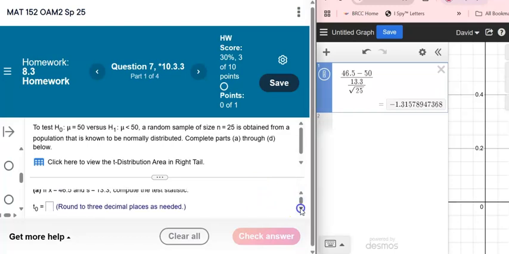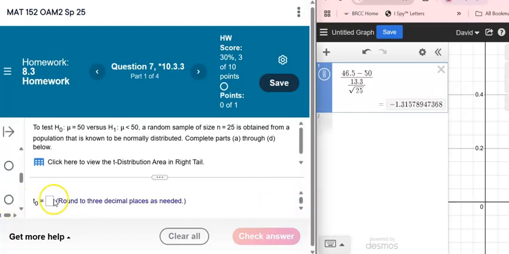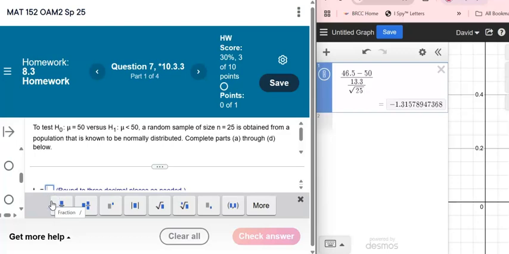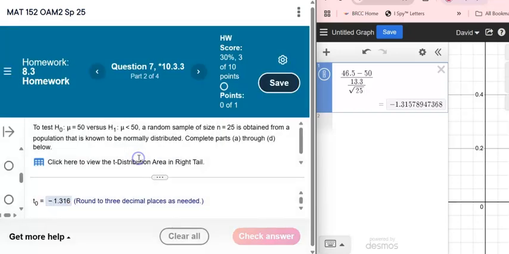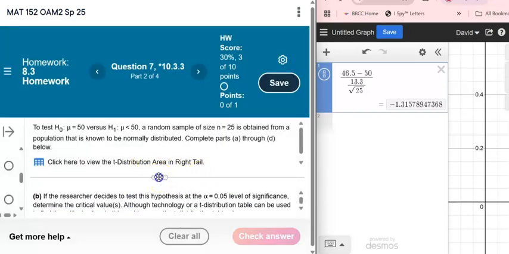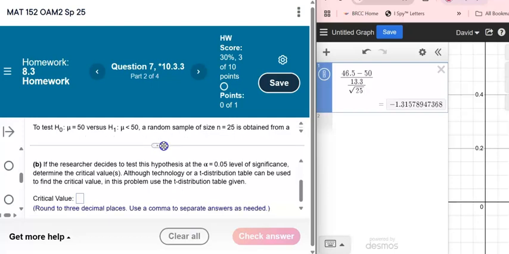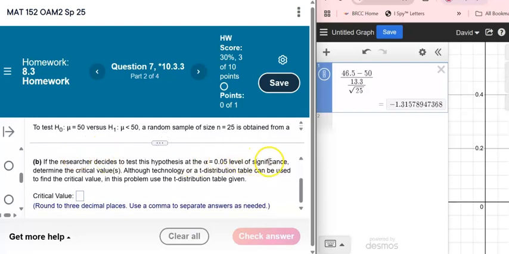It wants it to 3 decimal places this time. So negative 1.316 would be my test statistic. All right, after we get the test statistic, they tested at the 0.05 level of significance, and they want us to come up with the critical values there.